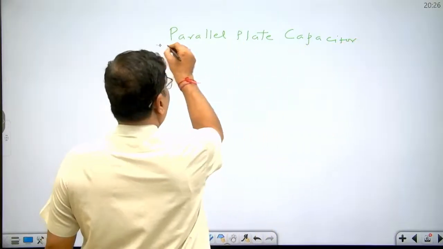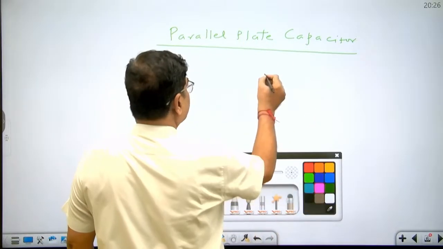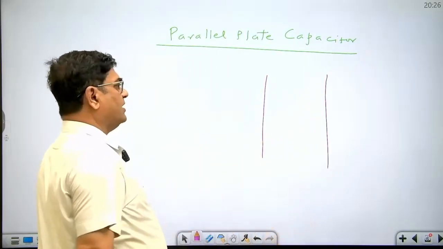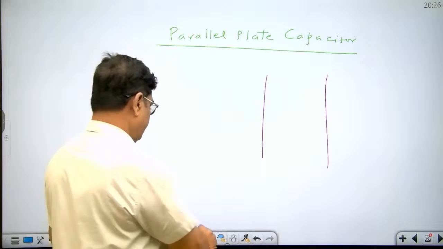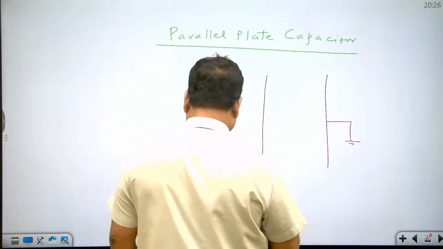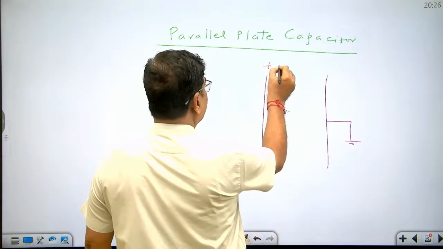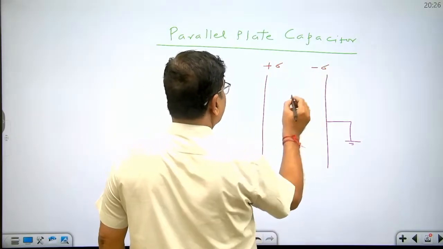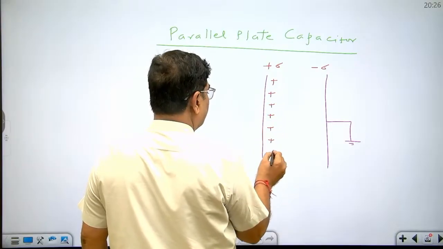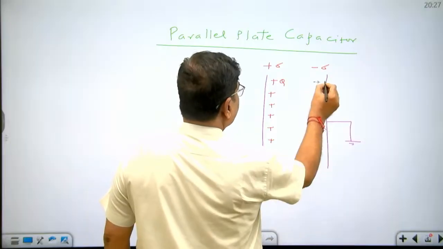We are talking about the parallel plate capacitor. The figure shows a parallel plate capacitor. The second plate is connected to earth. The first plate has surface charge density plus sigma, and here it is minus sigma. If here is charge plus Q, then here, due to induction, is charge minus Q.